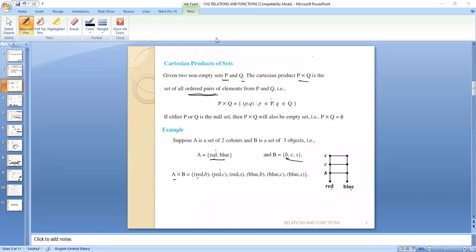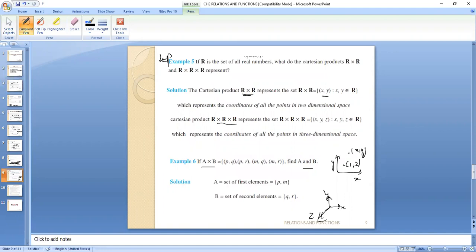Clear? Yes, ma'am. Ma'am, that example, the second last example. Okay. The one with R, the set R. Yes, ma'am. Okay. R is the set of all real numbers, right? We are given a set R.